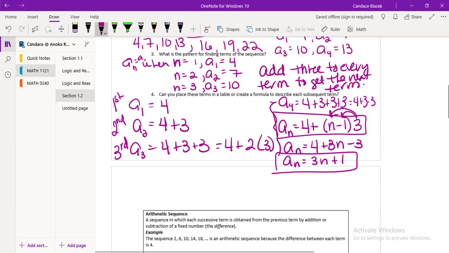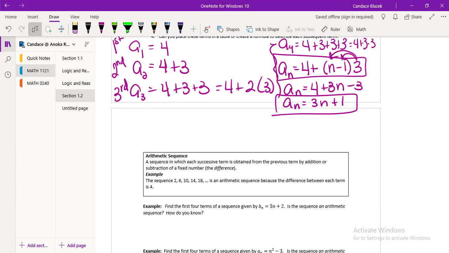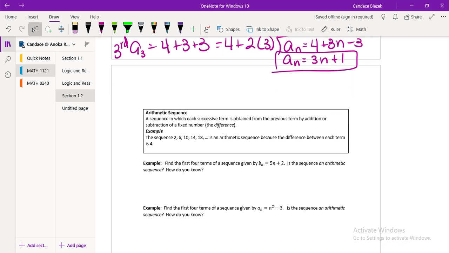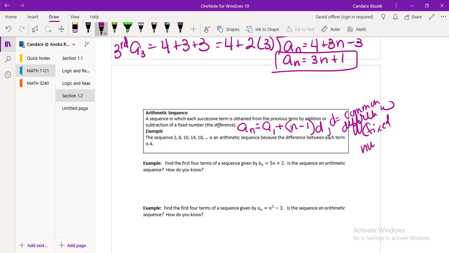Now, when we look at the general form of the arithmetic sequence, it does follow this form. The book wants you to discover it for every sequence, but there is a pattern. And the pattern that we have is that our sequence, like a sub n, will always be an initial term. So that will be our first term, a sub 1, plus n minus 1 times d, where d equals the common difference. And the common difference is the fixed number.